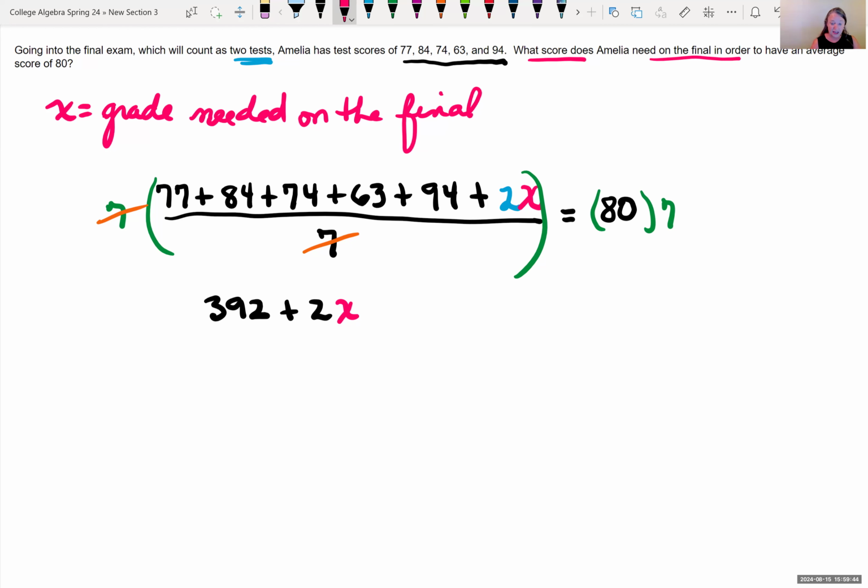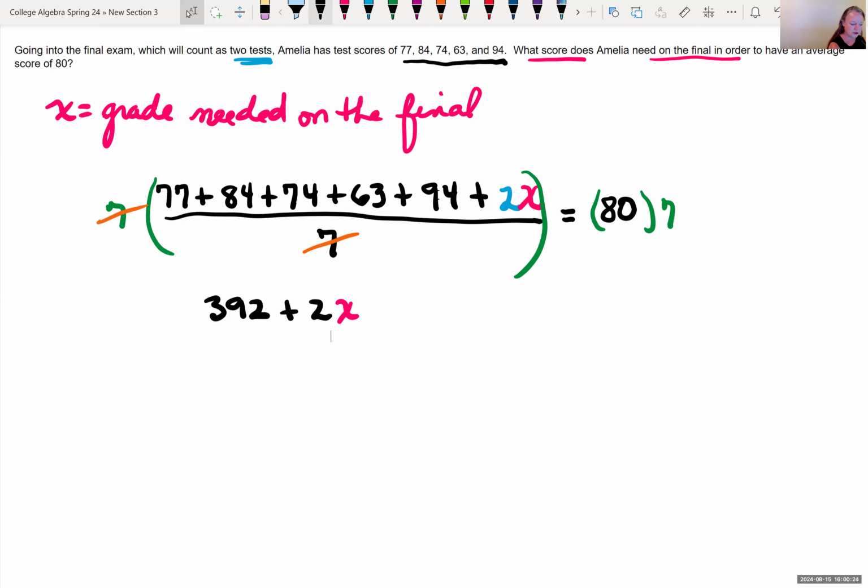Because in order to find the average, you sum the entries that you're finding the average of and divide by that number. And because the final exam is worth 2 test grades, we're going to treat it as 2 tests when we sum this up. And so we have the scores of 77, 84, 74, 63, and 94. So there's 5 tests before the final, plus the final, which is worth 2 tests. So that's 7. Oh, okay. I understand now. Thank you. Yep.